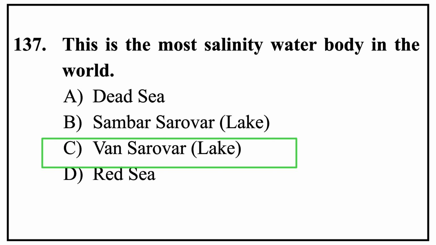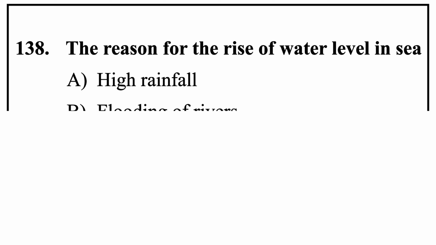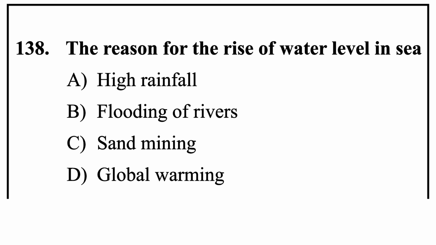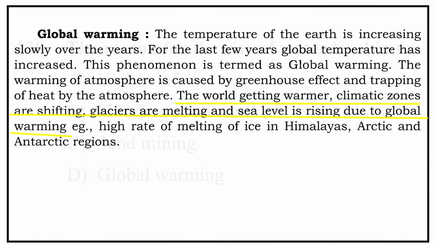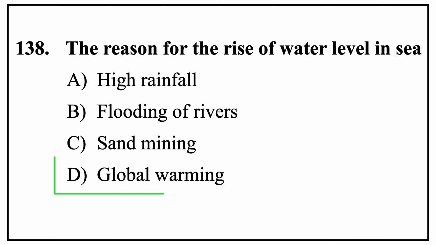138. The reason for the rise of water level in sea. Options are A. High rainfall, B. Flooding of rivers, C. Sand mining, D. Global warming. The world getting warmer, climatic zones are shifting, glaciers are melting and sea level is rising due to global warming. Here D option, global warming, is right.